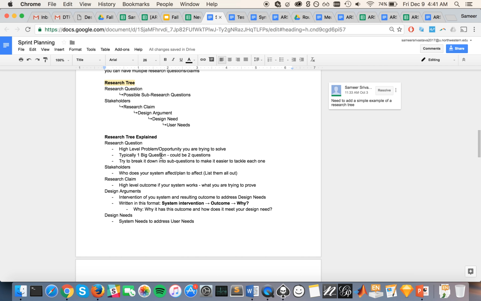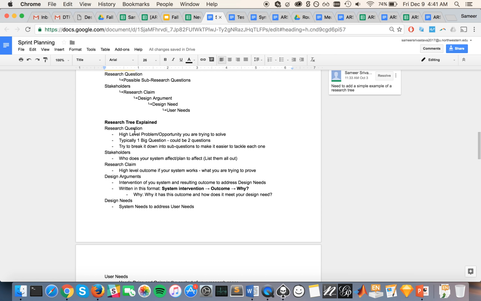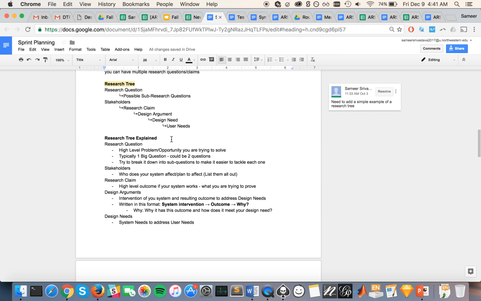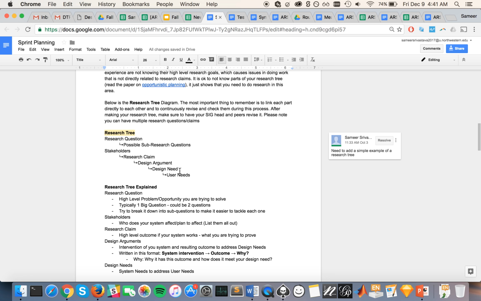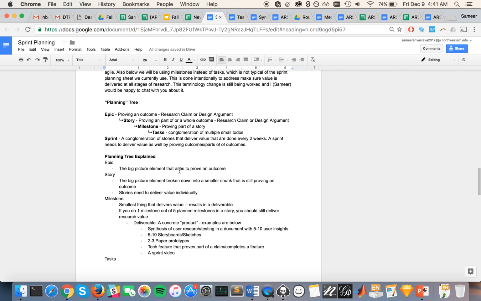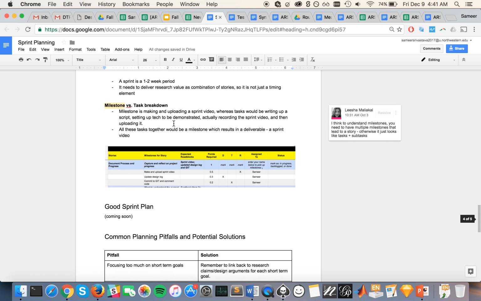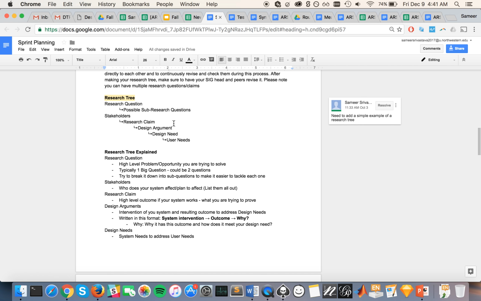This one is really interesting because it is based off a previous learning module, and I tried to break it down, but it's not exactly what it ends up being. So it's interesting to show the iteration of the design. This is what it looks like first with claims, design arguments, design needs, and user needs, and showing the planning tree, which is epic, story, milestone, task, which is more sprint level. The big thing I realized here is that sprint planning is for planning, and research is the content, or your goals, or what you're trying to figure out. That was the key distinction with actually writing this guide.